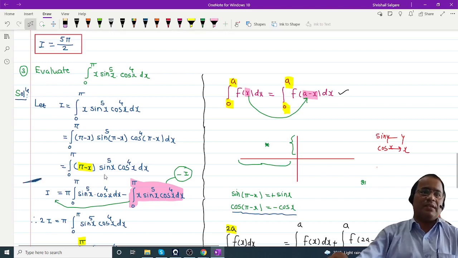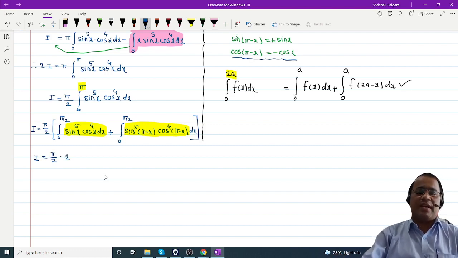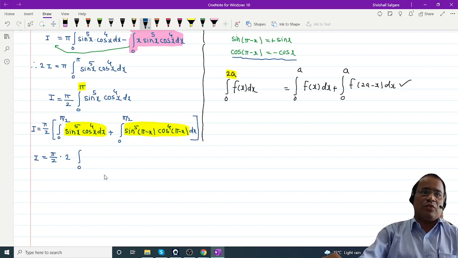So that integral I can be written as pi by 2 into the same integral 2 times. That's why I will write 2 times: 0 to pi by 2 sin x raised to 5 into cos x raised to 4 dx. Now here you can simply cancel 2.